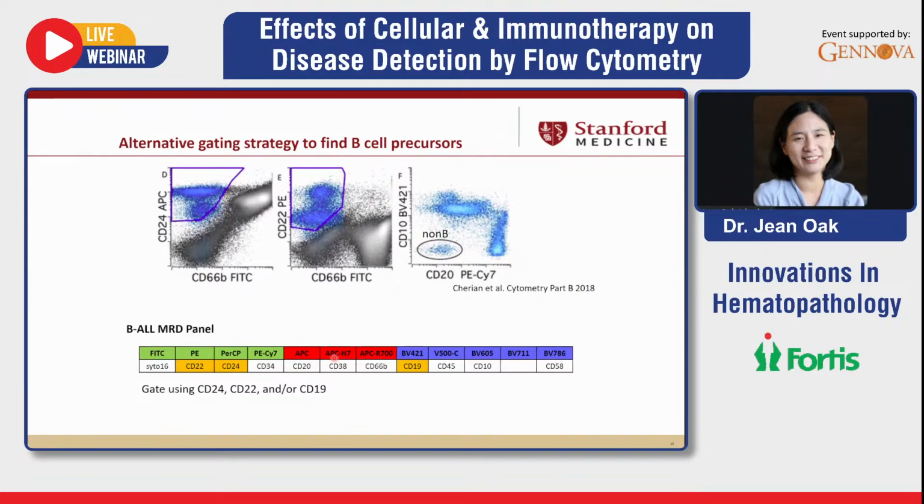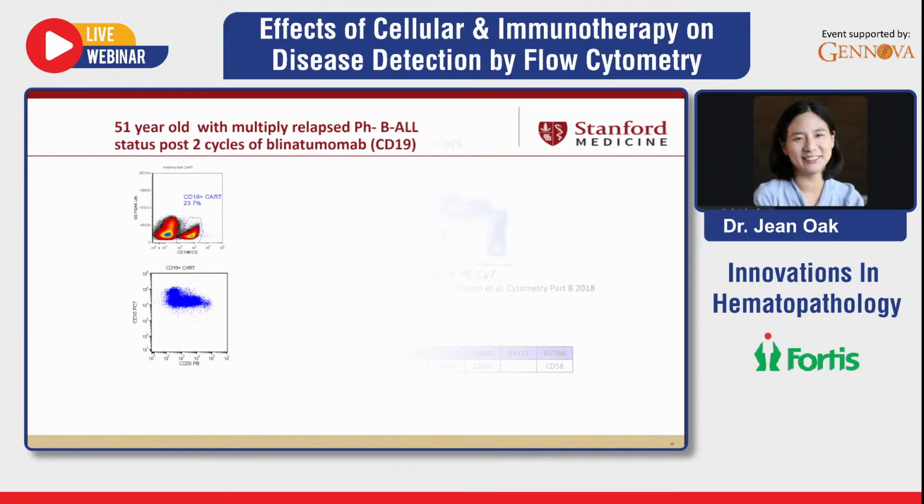This is our panel for B-ALL MRD. Again, it's based on the COG panel and Sindhu's panel. But it basically includes 19, 22, and 24 because we have a 12-color instrument. So we have, again, three pan B cell markers that we could use. How does blinatumomab or anti-CD19 therapy look?